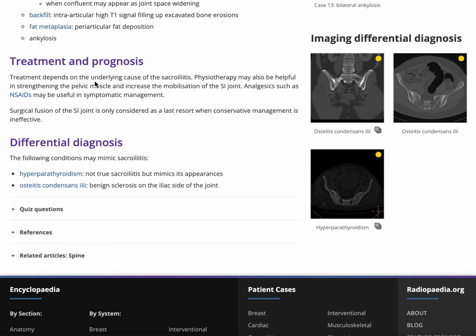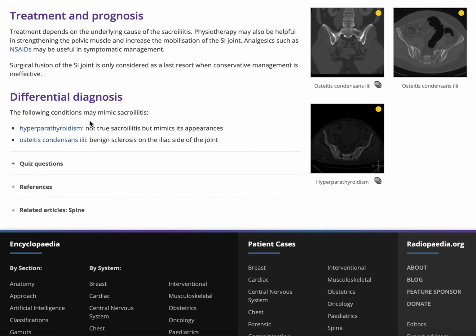Treatment depends on the underlying cause of the sacroiliitis. Physiotherapy may also be helpful in strengthening the pelvic muscles and increasing the mobilization of the sacroiliac joints. Analgesics, such as non-steroidal anti-inflammatory drugs, may be helpful and useful in symptomatic management. Surgical fusion of the sacroiliac joint is only considered as a last resort when conservative management is ineffective.